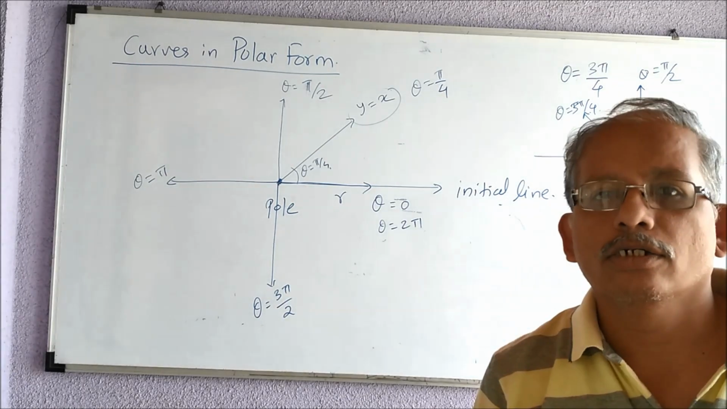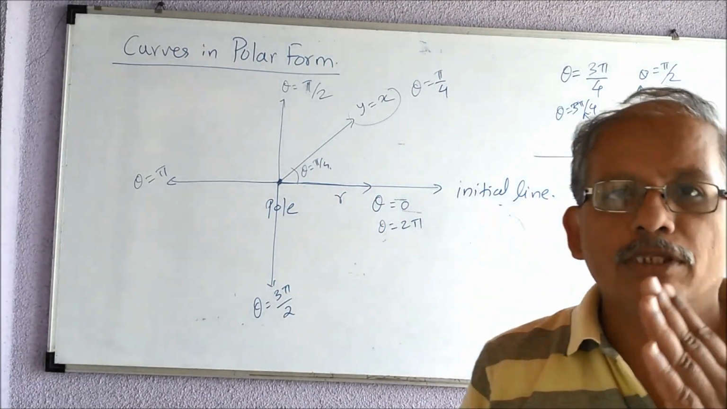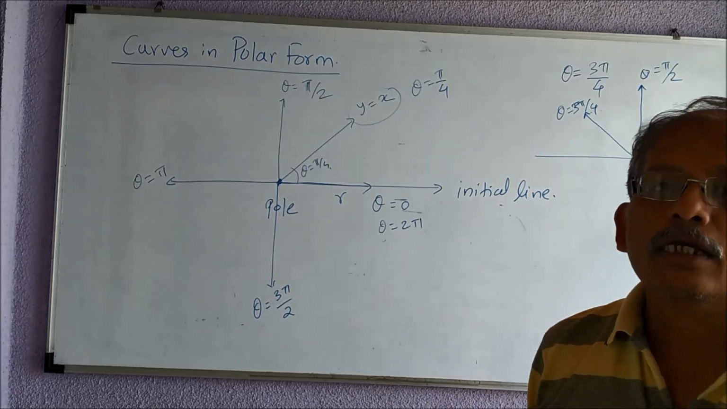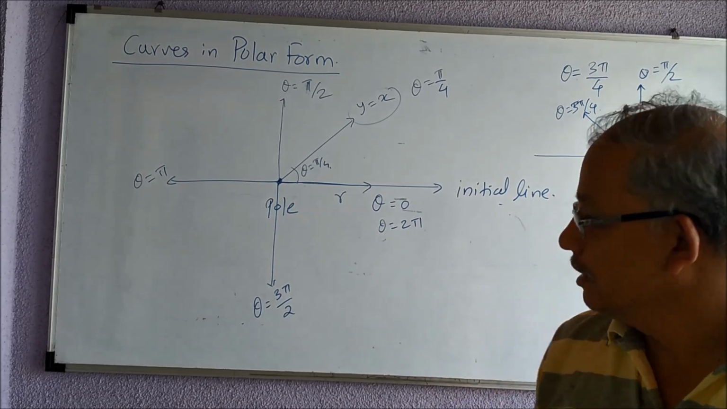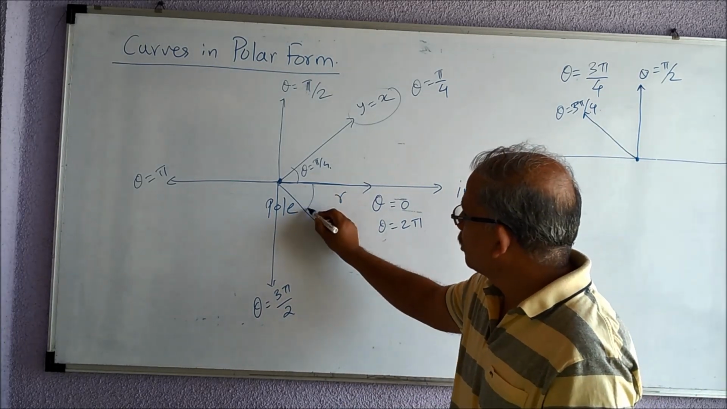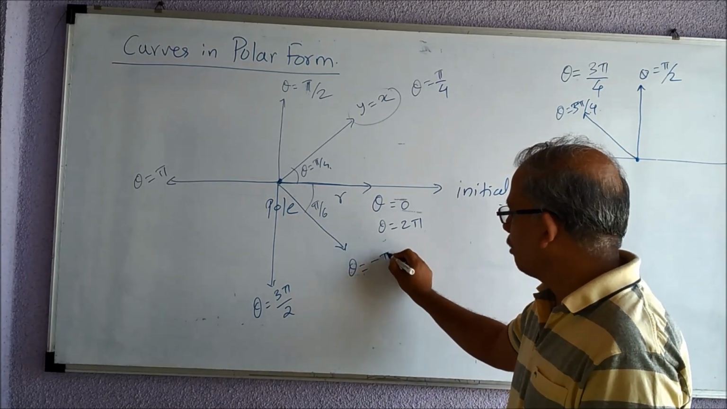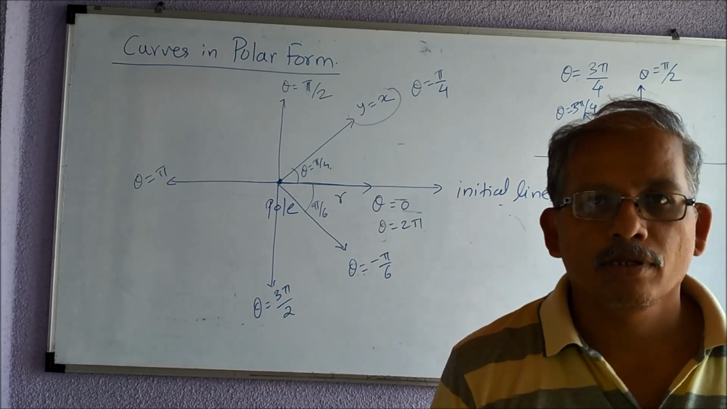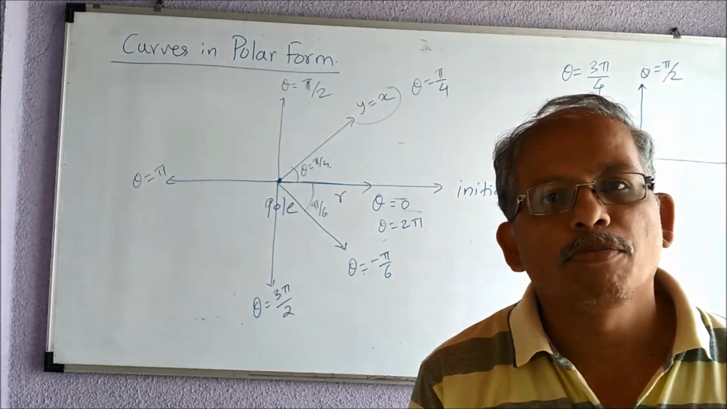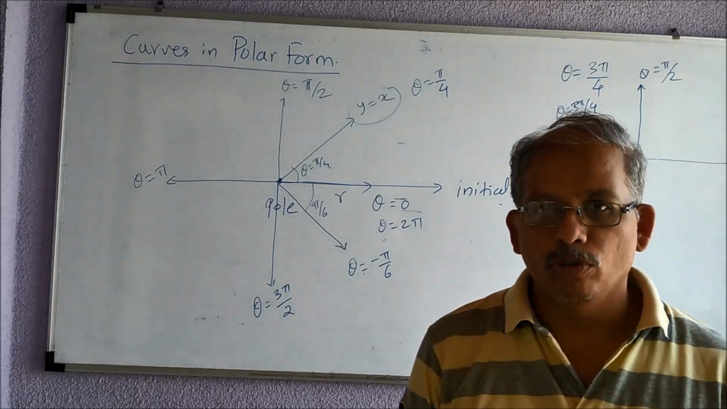This way the lines are recognized by using the angle made by the line with the initial line, and they are always taken in the anti-clockwise sense. If you want them in the clockwise sense, suppose for example this is a 30 degrees angle, say pi by 6, then we will write this as the theta equal to minus pi by 6 line. So in clockwise sense the angle becomes negative, in anti-clockwise sense the angle is positive. This is one thing you should remember about the pole.